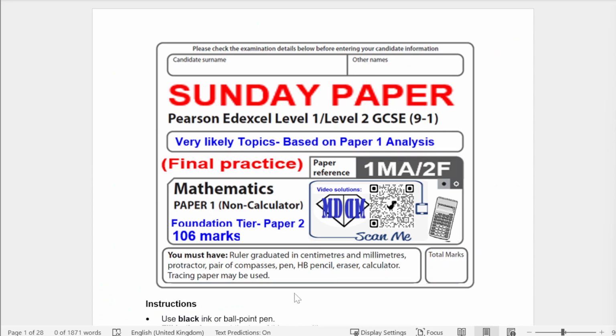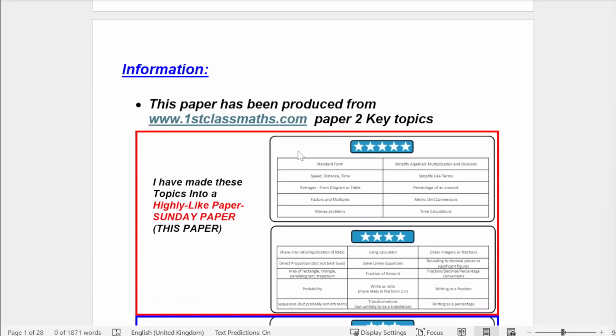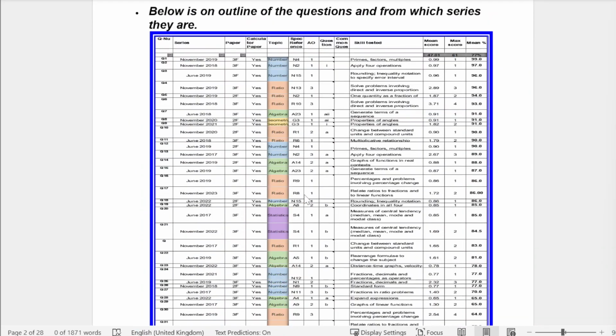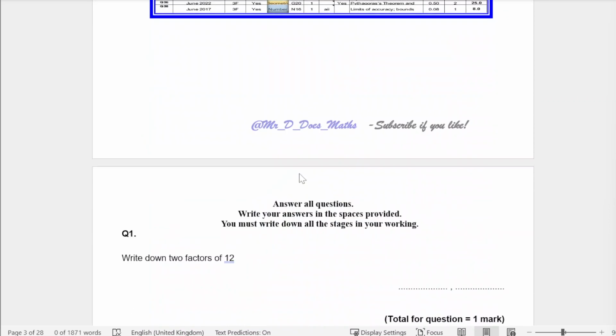So this is a copy of the paper. I've written this based on very likely topics based on First Class Maths paper 1 analysis, and this is designed as a Sunday night paper. It's just a final practice where I've taken a lot of the difficulty out of the questions and I've just concentrated on the more straightforward ones based on what's likely to appear tomorrow. There's a full breakdown of the topics that I've said are very likely or highly likely. No guarantees that these will be on, and then this is the actual breakdown question by question of the topics and where they appear or what paper series they come from.